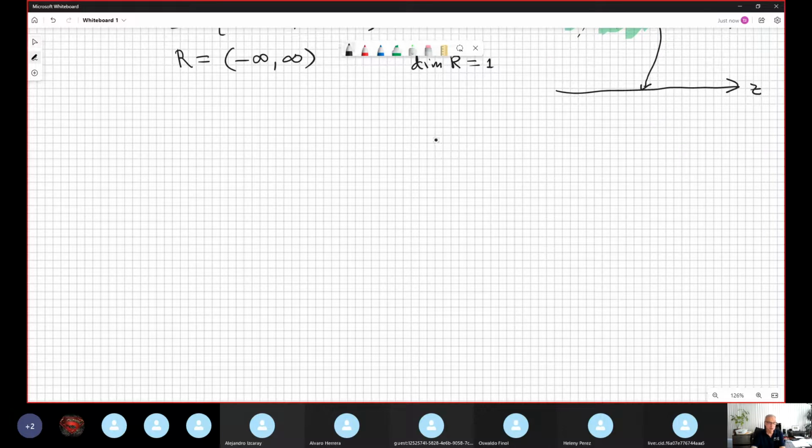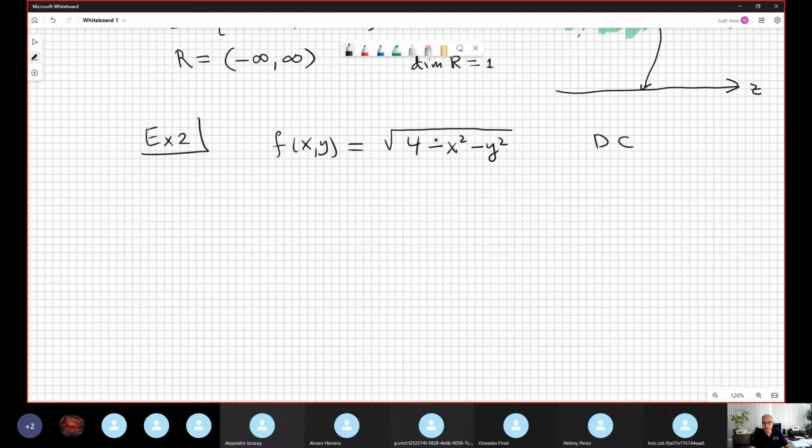Now example 2, a little bit more interesting. Suppose the function f of x comma y equals the square root of 4 minus x squared minus y squared. Again, the same idea: compute the domain and the range. The domain is R2, or at least a subset of R2, because we have 2 independent variables. And the restriction is that the expression inside, 4 minus x squared minus y squared, must be non-negative.